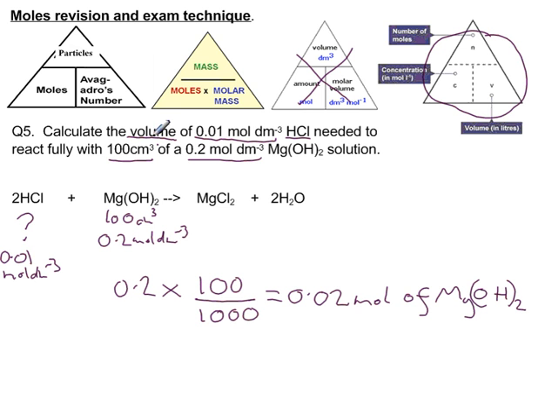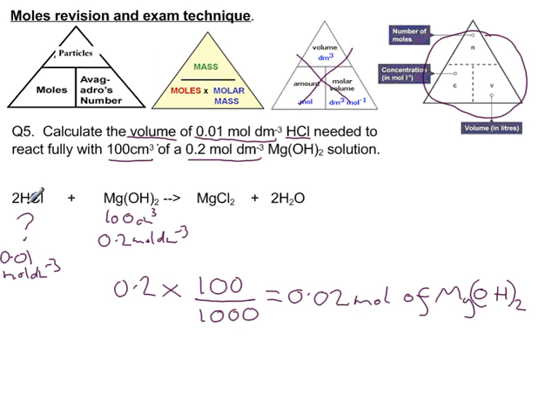Okay, now to work out the volume of the acid, we need a bit more information. We've got the concentration of the acid. To work out the volume of the acid, we need the moles. How do I know that? Well, if you look at the equation over here, if you have the concentration and you want to work out the volume, then you need the other factor in the equation, which is the number of moles. Now we know the number of moles of magnesium hydroxide.